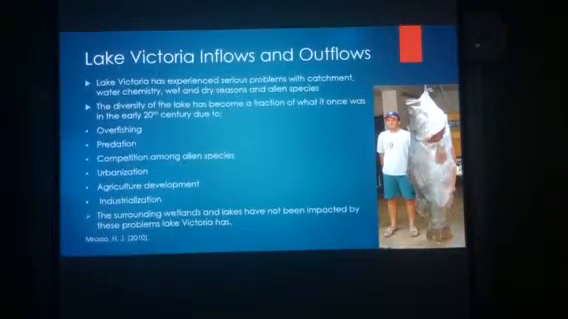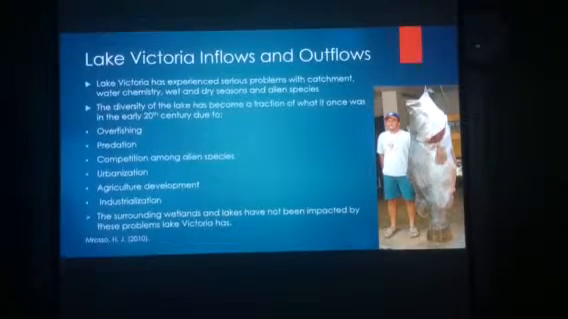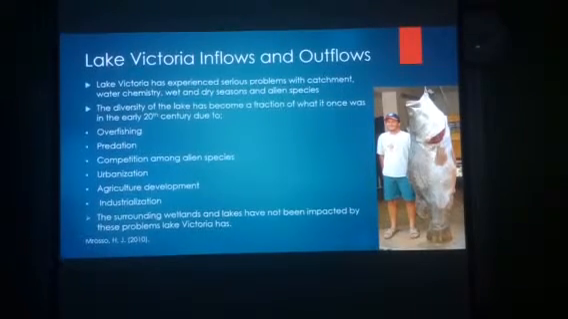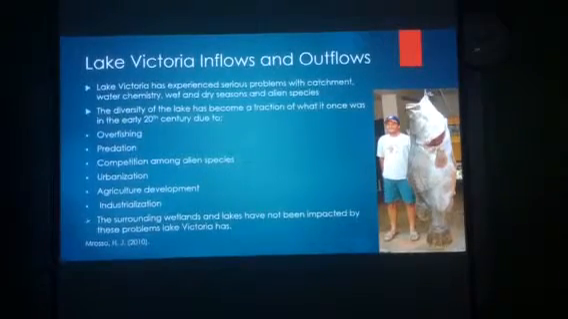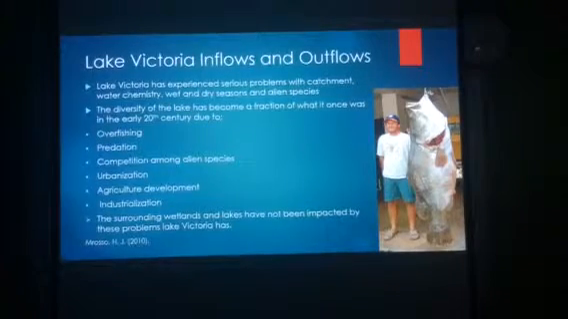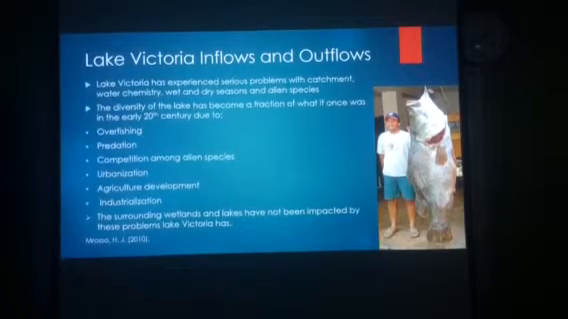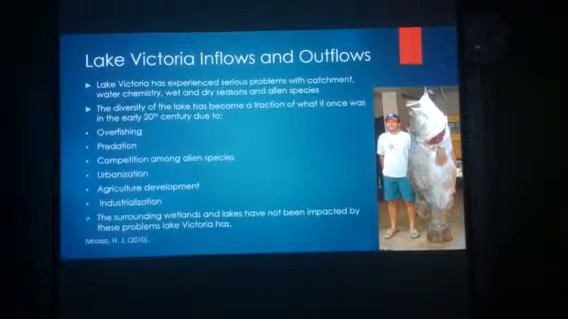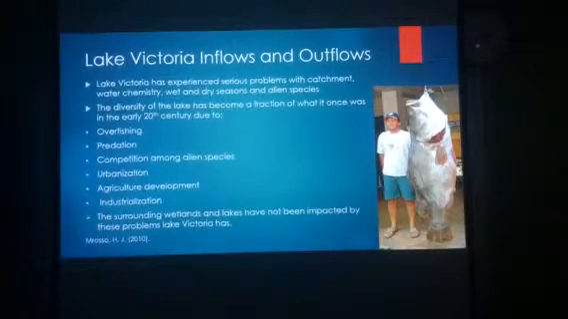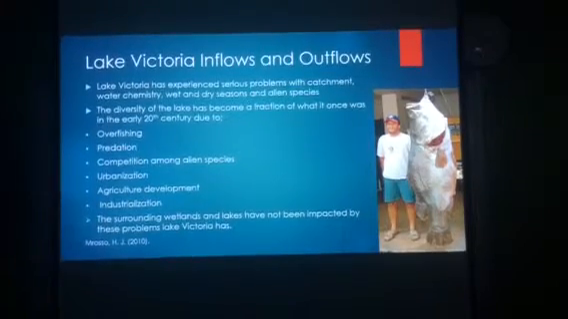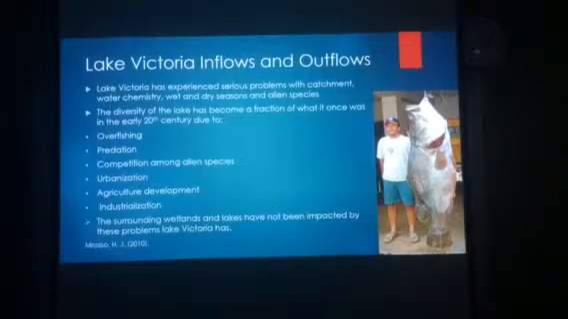Lake Victoria inflows and outflows. Lake Victoria has experienced serious problems with catchment water chemistry, wet and dry seasons, and alien species. The diversity of the lake has become a fraction of what it once was in the early 20th century due to overfishing, predation, competition from alien species such as the Nile perch depicted on the right, urbanization, agricultural development, industrialization, and the surrounding wetlands and lakes have not been impacted by these problems as Lake Victoria has.